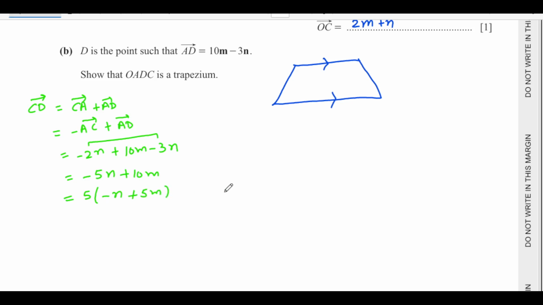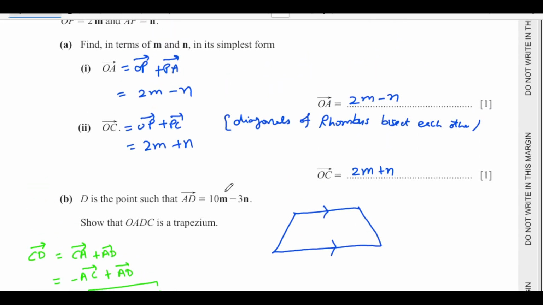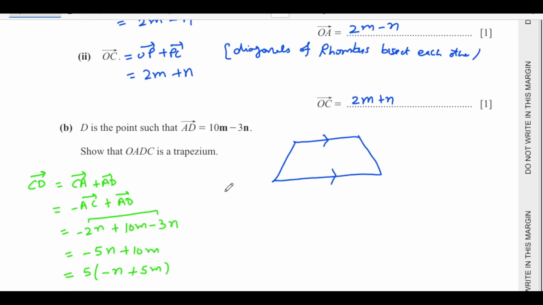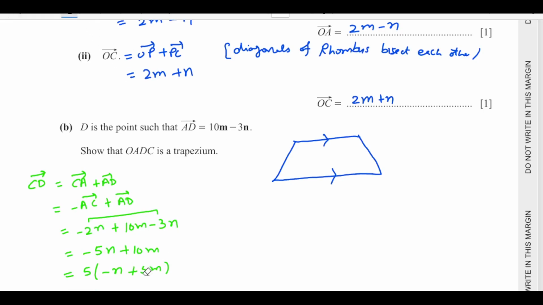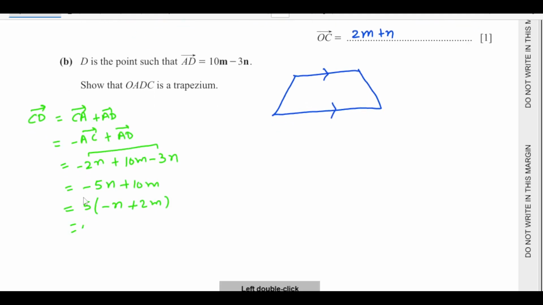So now, sorry, not 5 here, wait a minute. If I take 5 common from here, we get 2m. Okay, yeah, now got it. So 5 into 2m minus n. Now what is this 2m minus n?